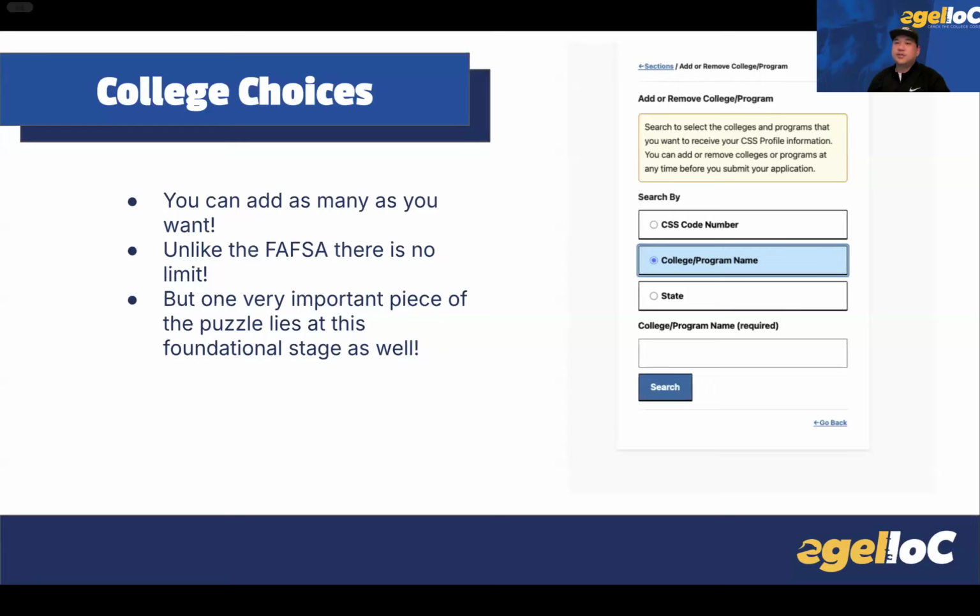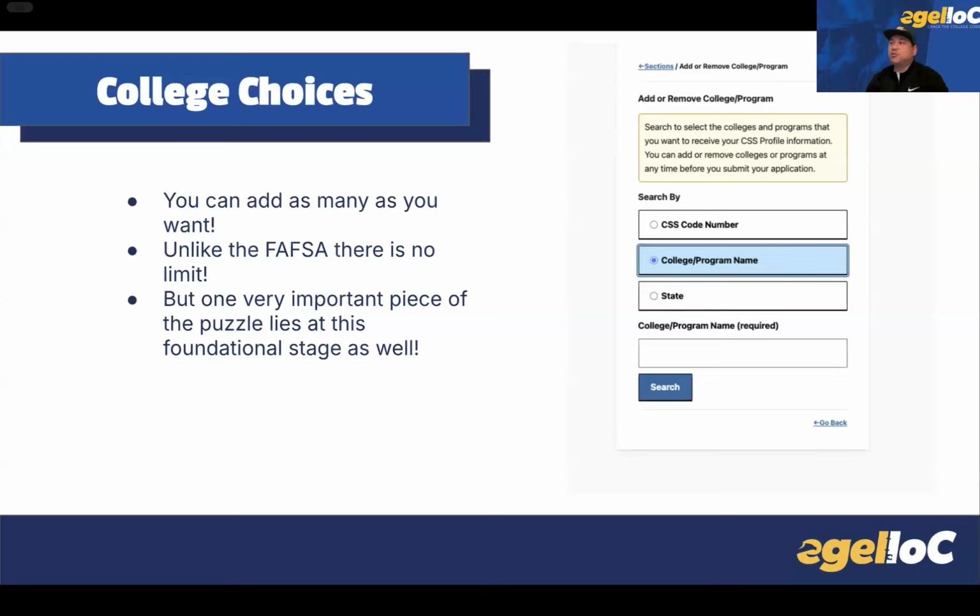Now, when it comes to college choices, this is another section that is a little bit different than the FAFSA that we went over about 2 weeks ago. Unlike the FAFSA, there is no limit to the number of colleges that you can turn in at one time. But there is one foundational piece, even before you turn in your CSS Profile to the various schools that you're applying to.